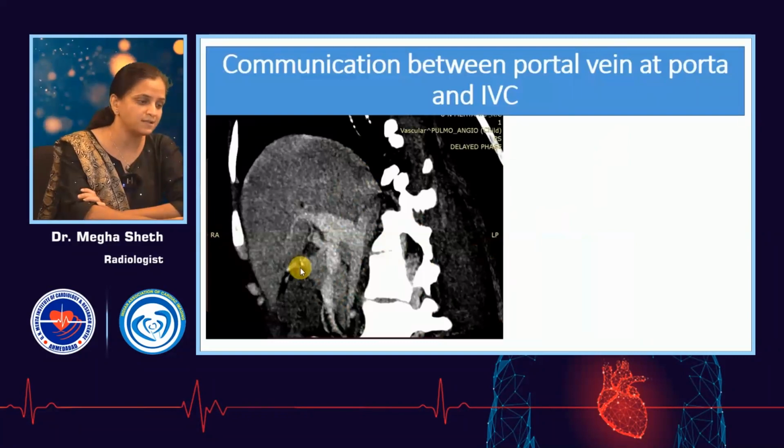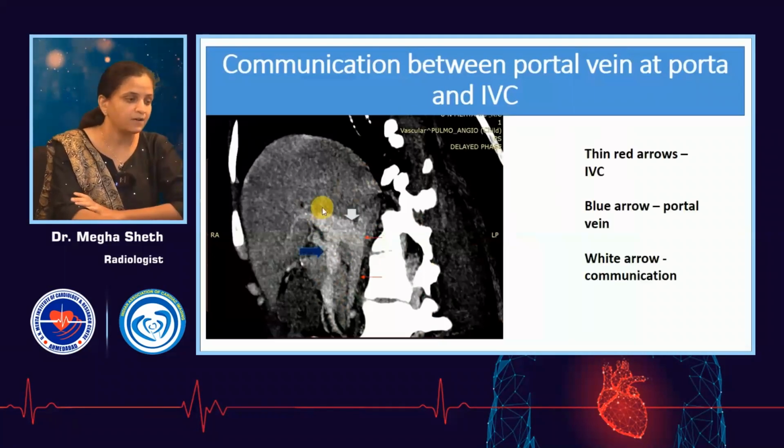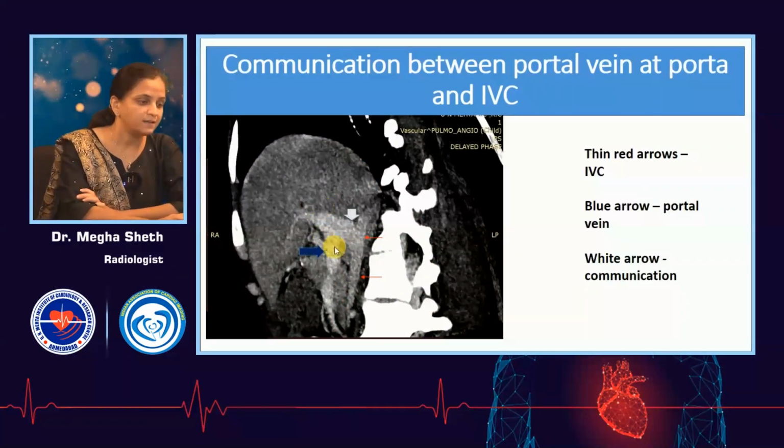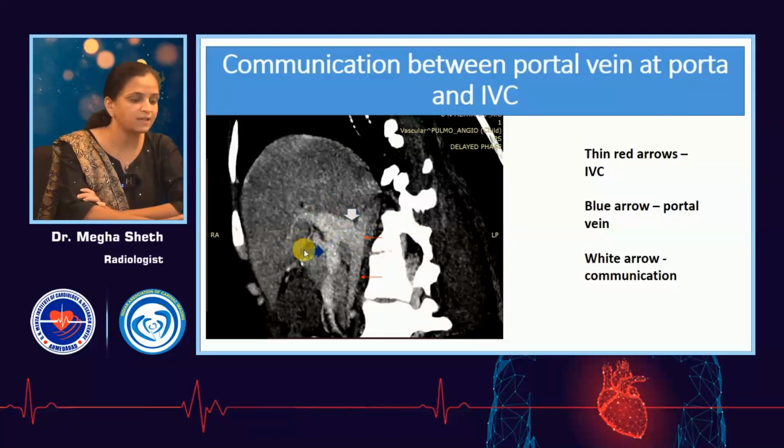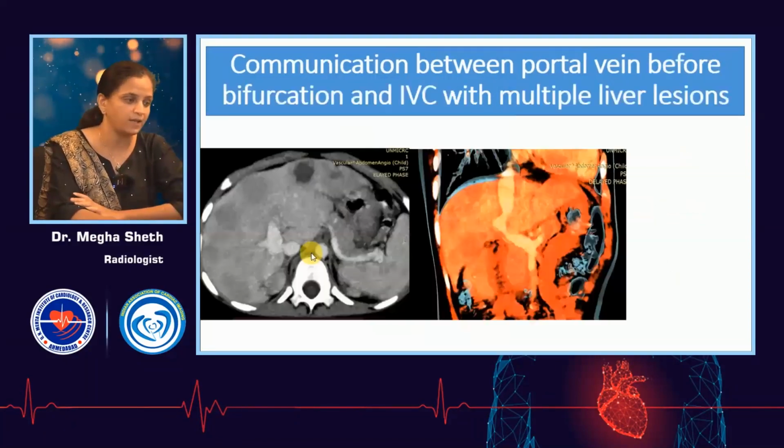Okay, this was again another case. Here also, this is the portal vein, this is the inferior vena cava, and this is the communication, and we can see some branches of the portal vein going into the liver. So again, the thin red arrows show the IVC, the white arrow the communication, and this is the portal vein.